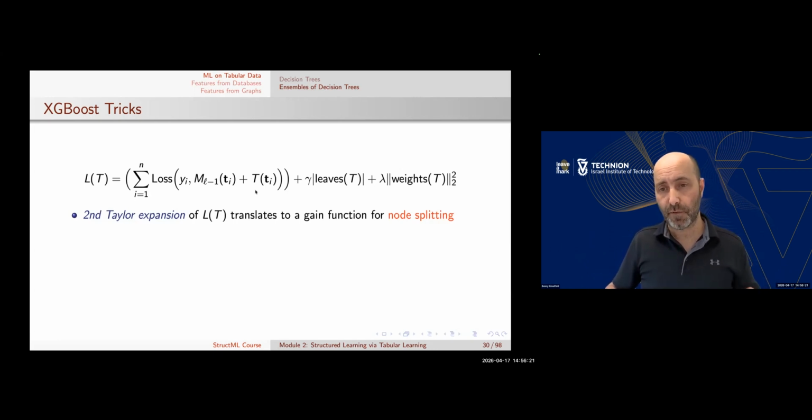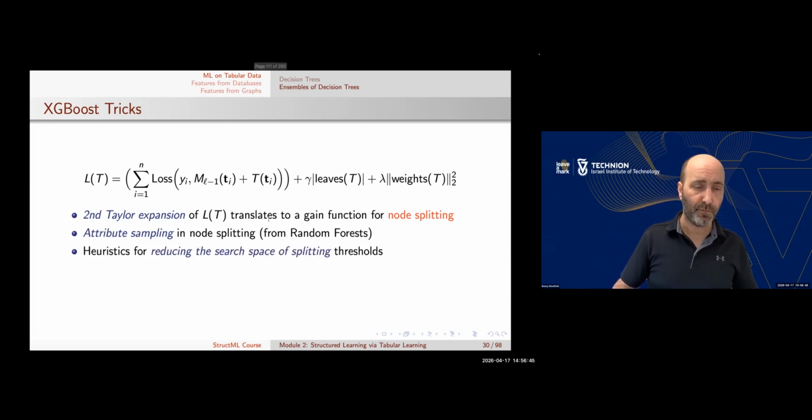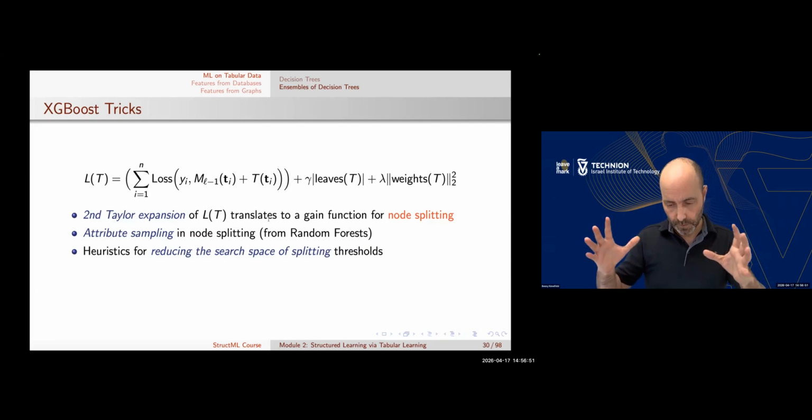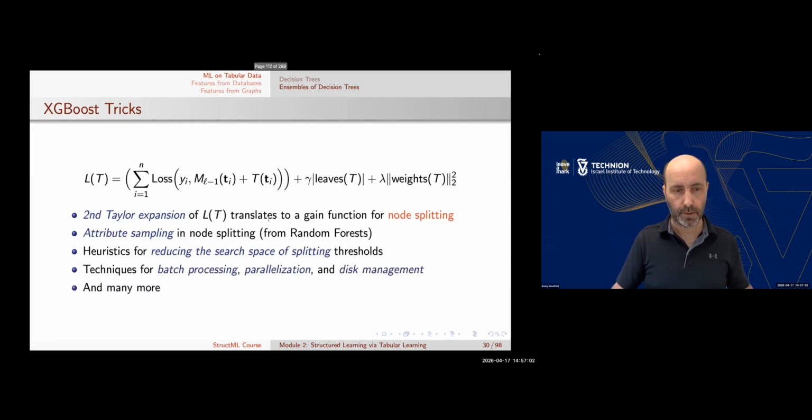But then, to make it efficient, quickly computable, they use the second Taylor expansion, which uses the first and second derivatives. Okay, so that's in the paper. I'm not really getting into that. They use attribute sampling like in random forest, like we've seen before. They use different ways of having an efficient search of splitting thresholds. Okay, so there are many of these, and again, they aim at scale. So you want to be really efficient.